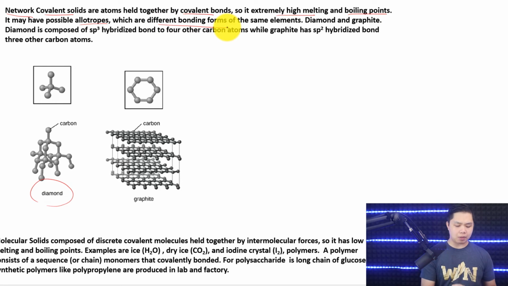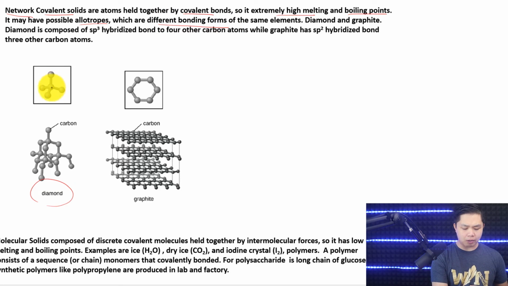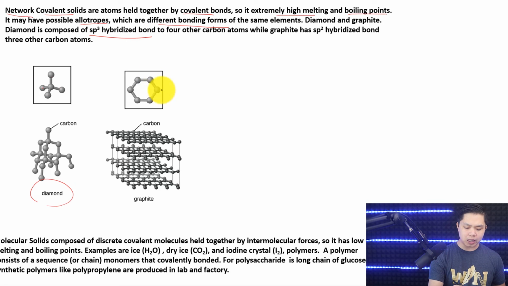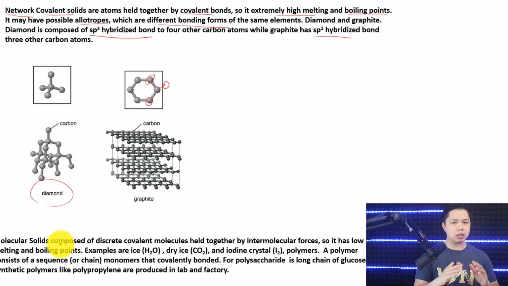If we look at this diamond right here, we have 1, 2, 3, 4. It's surrounded by 4 surrounding atoms. Therefore, it has sp3 hybridized bonds. If we look at graphite, it is surrounded by 3 surrounding atoms. In this case, it only shows you 2, but there's another one on top of it. So what we have is 1, 2, 3. So we have sp2 hybridized. And because of different bonding forms, they have completely different chemical properties and physical properties.